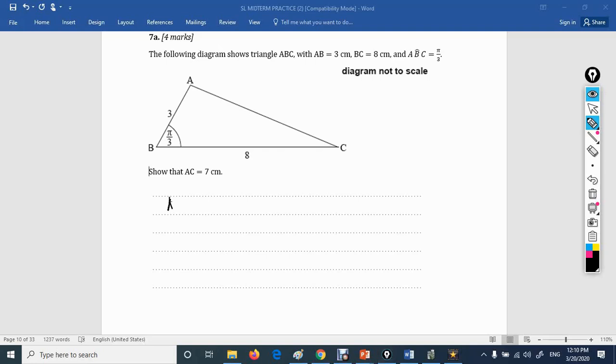So we know that AC squared would have to equal 8 squared. Oh, wait, let me get this pen in the right position here. So here we go. 8 squared plus 3 squared minus 2 times 8 times 3 times cosine of pi thirds.